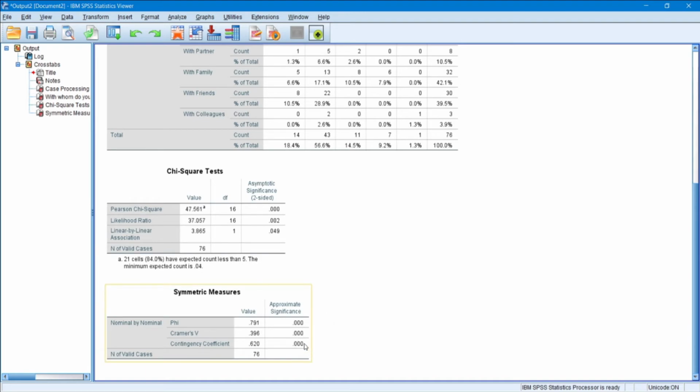Since we are rejecting the null hypothesis, we are accepting the fact that there is an association between the two variables, and the association is by 62%.